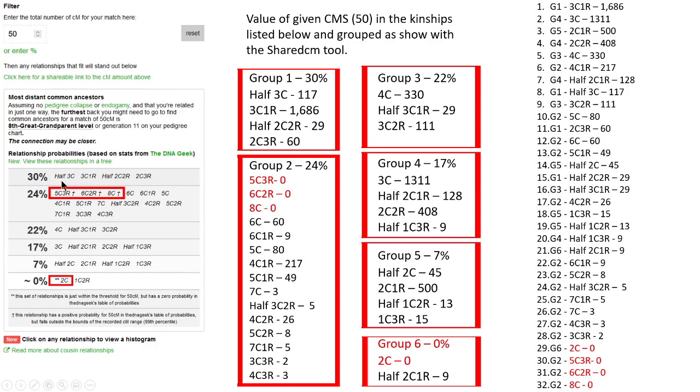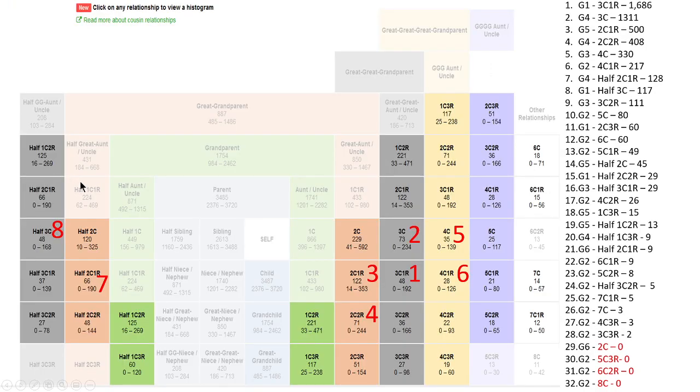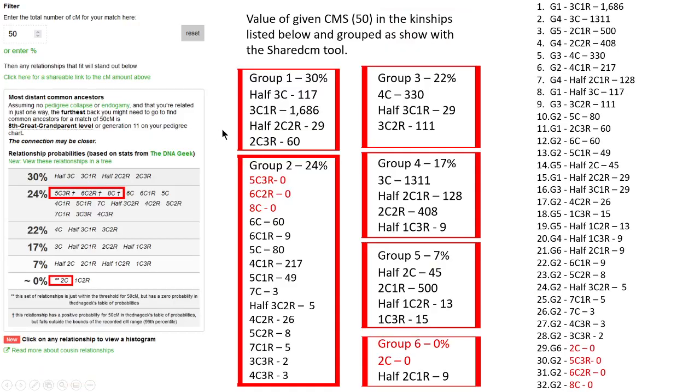Just click on right here, click on like half third cousin. Whoops, it advanced me on. If you click on it, it will actually pop up the histogram, and you can see what number is above the number 50, which is what we're using for that. So what I did is I took all these and reordered them from high to low: 1,686, 1,311, 500, 408, 330.